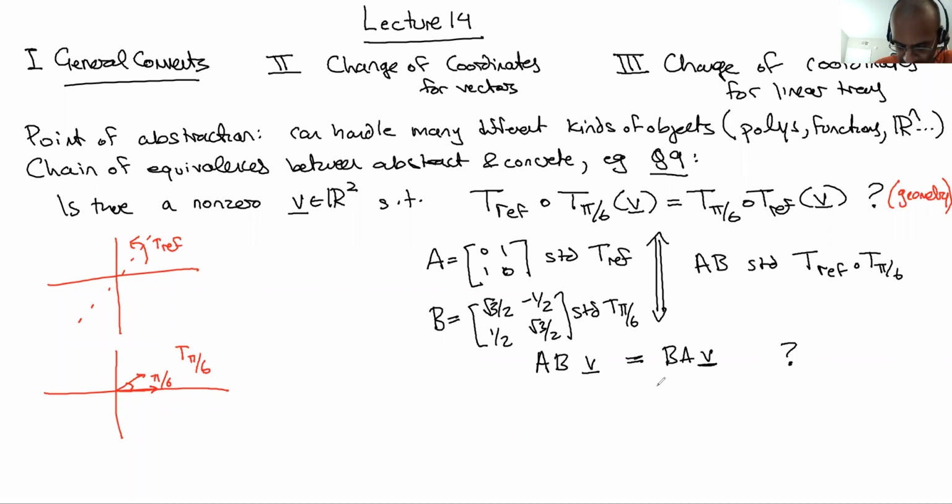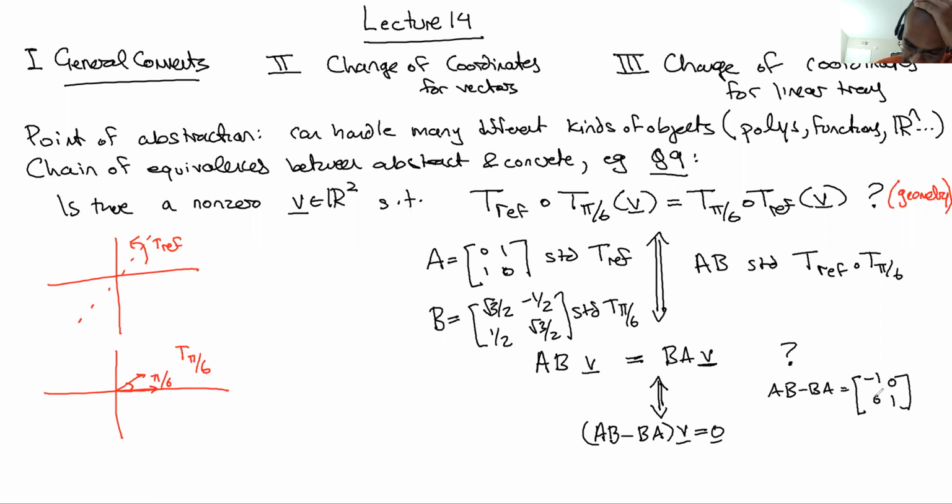And now you can do things that you couldn't do with the geometric question. For example, you can rearrange it. And now if you do this calculation, you get that AB minus BA is this matrix. And now you can just solve this using row reduction. Is there a vector V so that the matrix with rows -1, 1, 0, 0 times V equals 0? And the answer is no by row reduction.